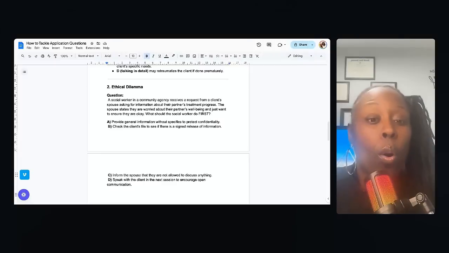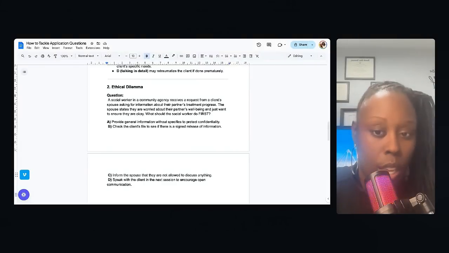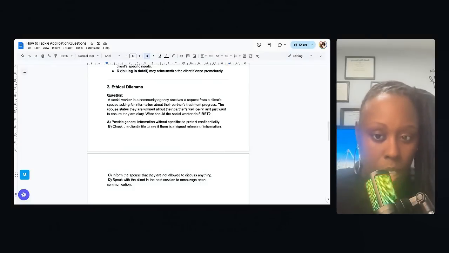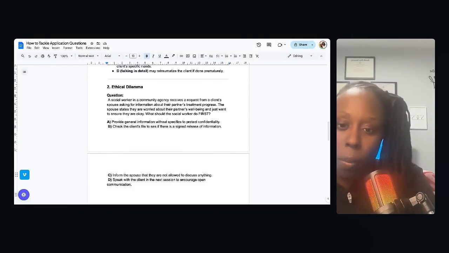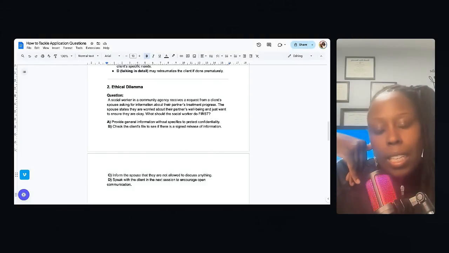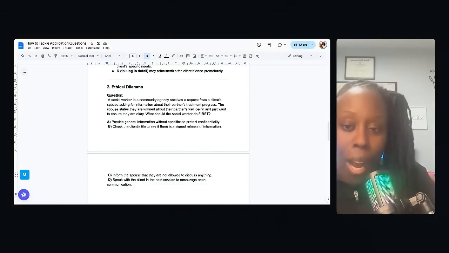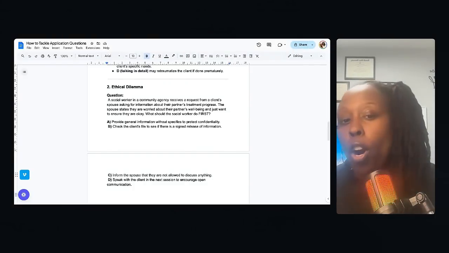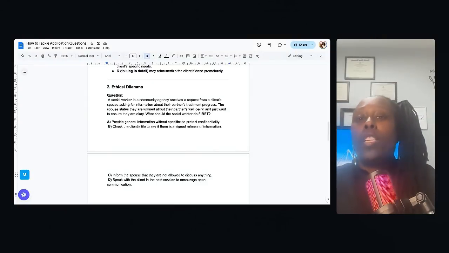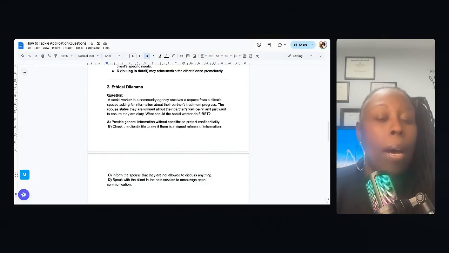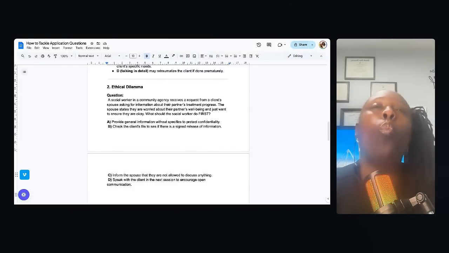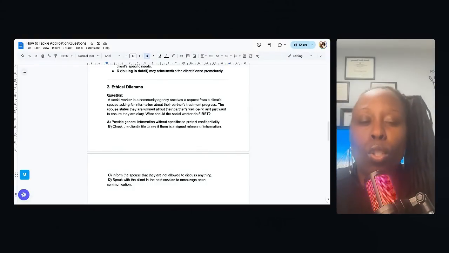Now, you receive a request from a client's spouse asking for information about the partner's treatment progress. So you're the social worker at a community agency. It's the client's wife or husband calling to say, I want some information on my partner's treatment progress. The spouse states that they're worried about their partner's well-being and just want to make sure they're okay. What should the social worker do first?